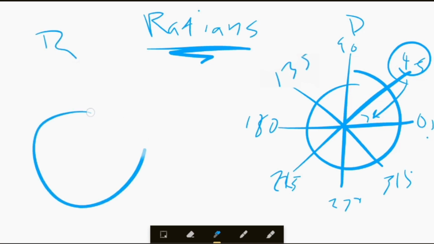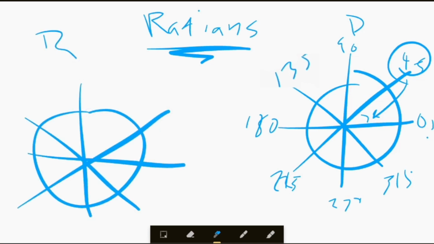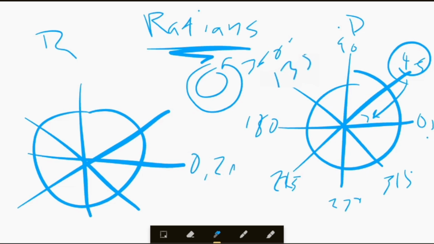Now, radian mode would be the same circle, but the values are different. In degree mode, a full rotation is equal to 360 degrees. In radian mode, it's equal to 2 pi, which means the values in between would be pi over 2, pi, 3 pi over 2, and others such as pi over 4.